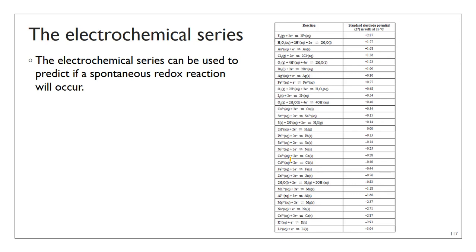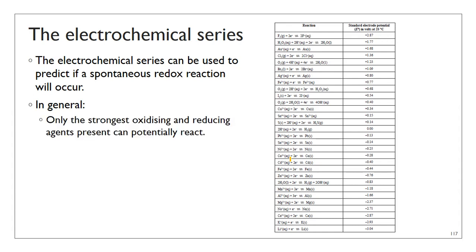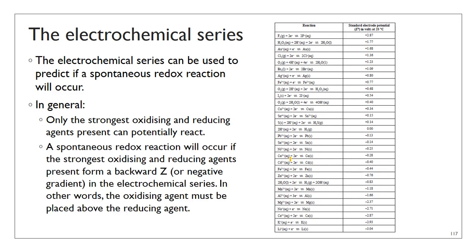Now, the last thing is, once you know the order of the oxidizing and reducing agents, the most important use of the electrochemical series is that you can use it to predict if a spontaneous redox reaction will occur. Which is another way of saying that you can predict whether or not, if I mix two species together, a reaction will happen, given that that reaction is redox, of course. In general, the rule here is, first of all, only the strongest oxidizing and reducing agents present can potentially react, kind of like a survival of the fittest type of thing. So only the strongest oxidizing and reducing agents present can react. And I say potentially react because they may not react. The second condition has to be fulfilled as well.